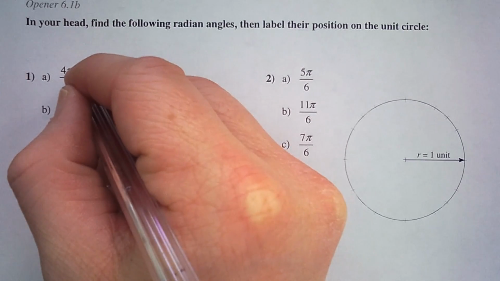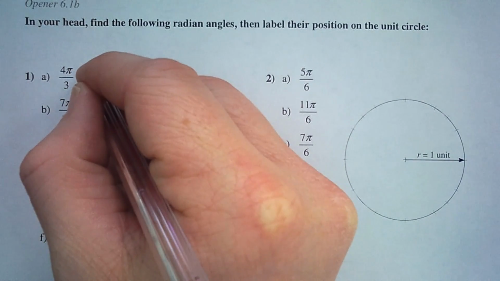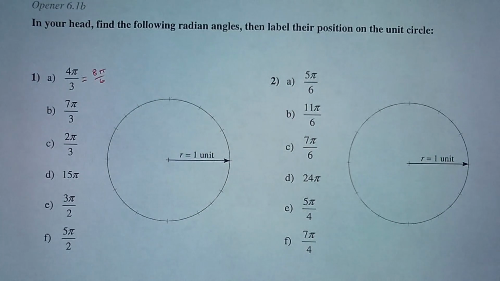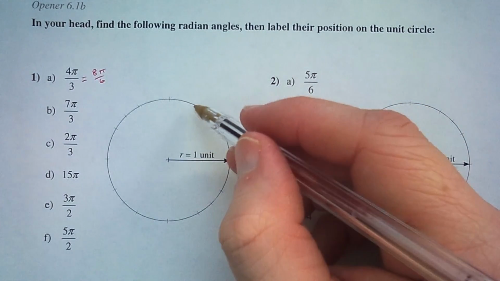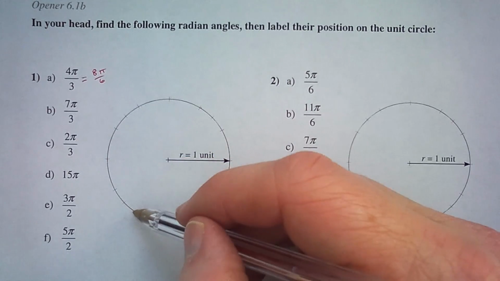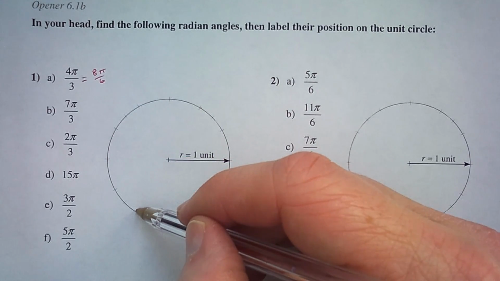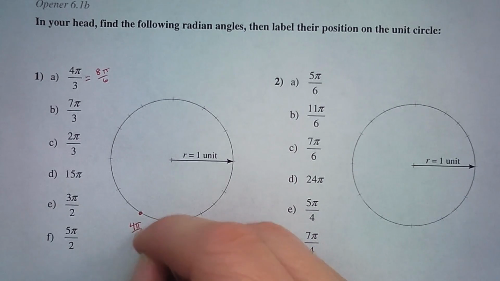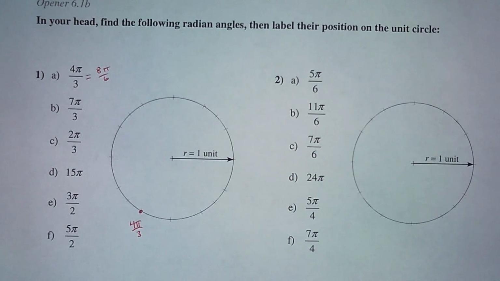Which means that we just need to convert this, and we don't have to write it down, but within our head at least, convert this to 8 pi over 6. So then we have 1/6, 2/6, 3/6, 4/6, 5/6, 6/6, 7/6, and 8/6. 8/6 is right here, so right here is 4 pi over 3.